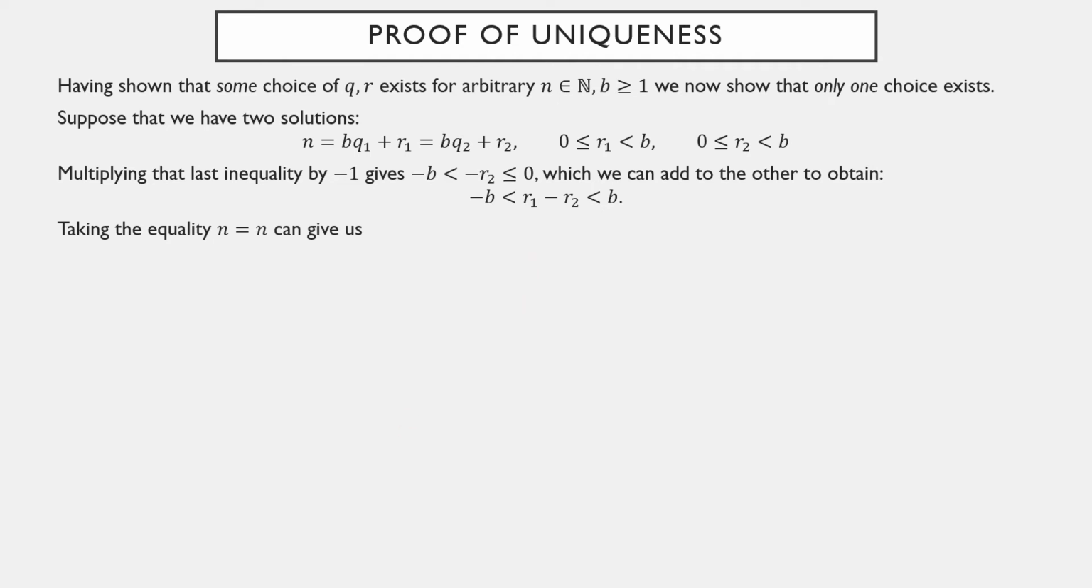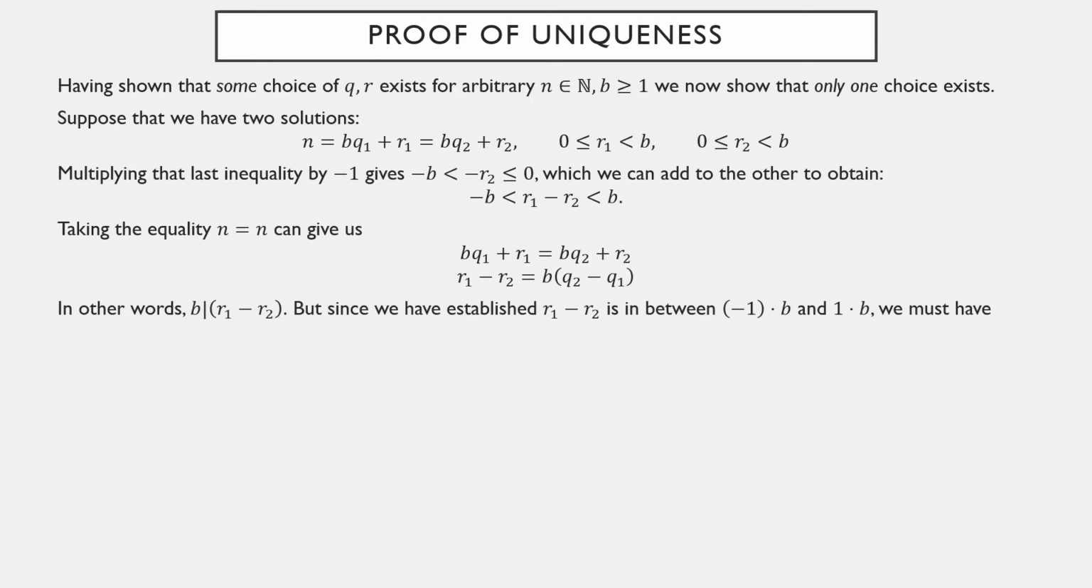Well, n is definitely equal to n. I think we can agree. Therefore, n is equal to n. I remember we assumed n could be written in both ways. Okay, but moving some stuff around, specifically subtract r2 from both sides and subtract bq1 from both sides and then factor a b out, we get that right there.